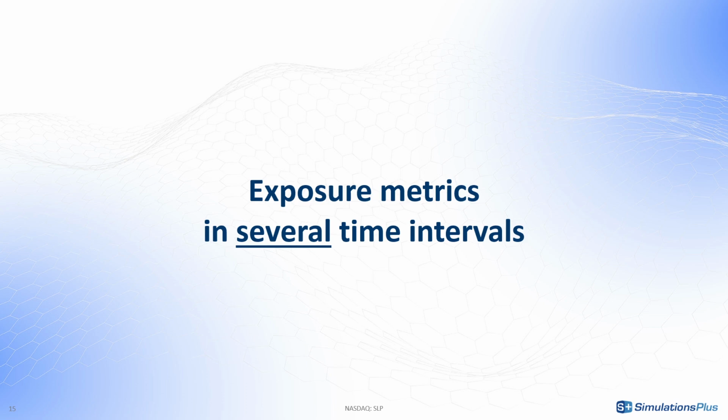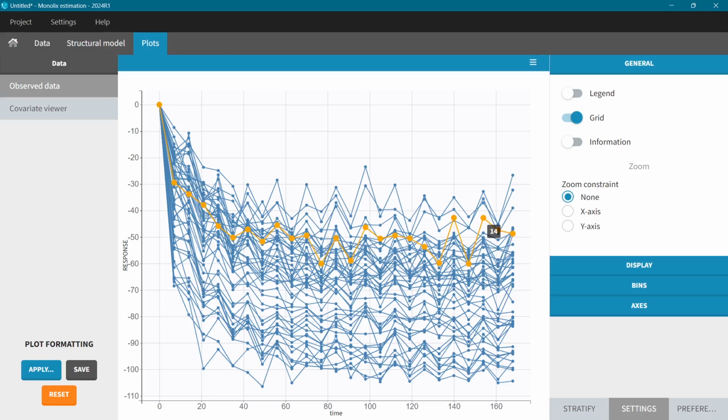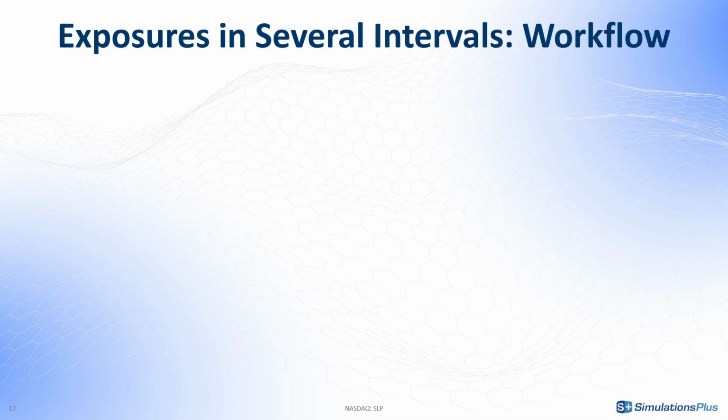Now let's move to the third example, when I want to calculate exposure metrics in several time intervals. I want to calculate exposures for many intervals, such as each interdose interval over a long period. It can also be daily exposures, weekly exposures, monthly, and so on. For this purpose, using a script in R is more efficient and flexible than doing it manually in Simulx like we did in the previous example. So let's see how to do that.